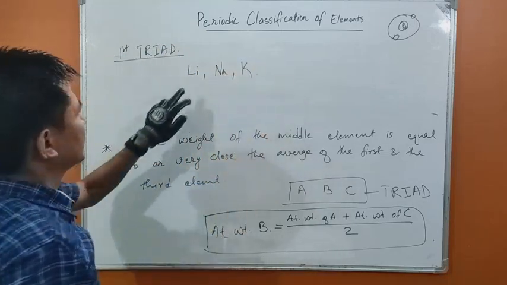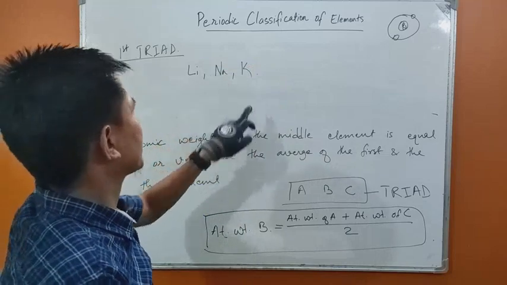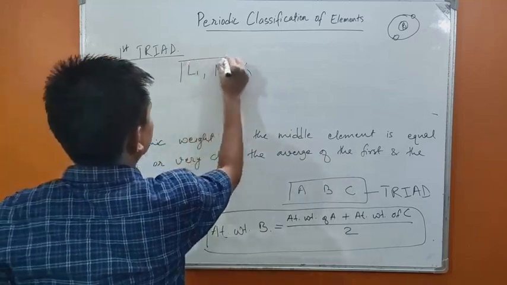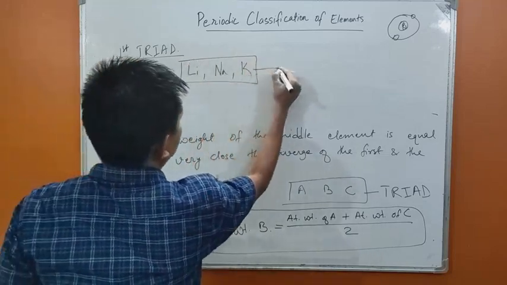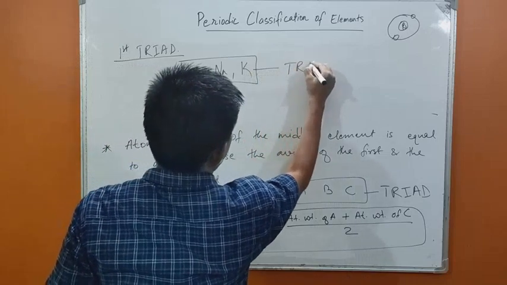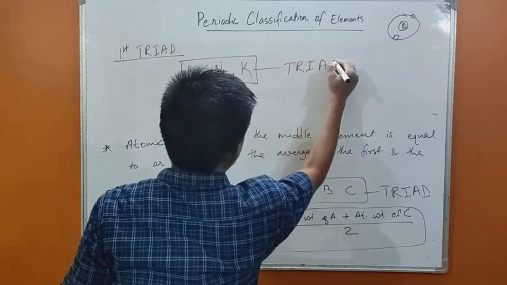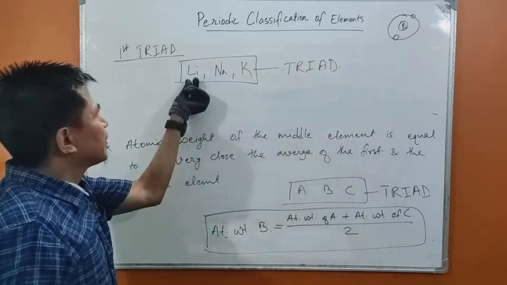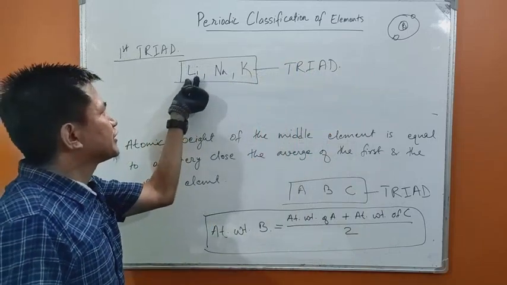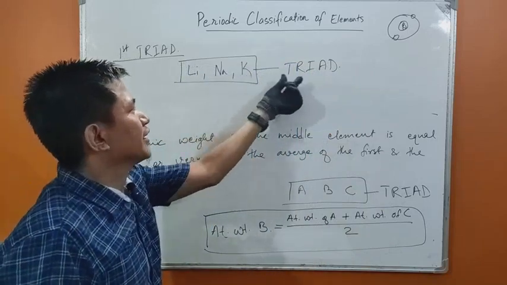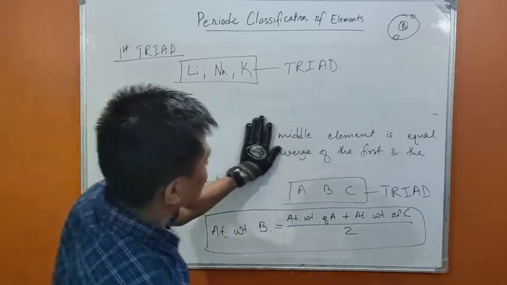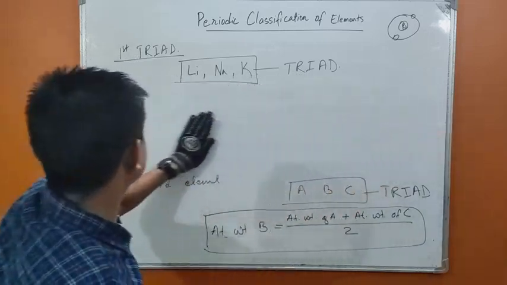Lithium, sodium, and potassium. He made a group of these three elements and called it a triad. Triad. Tri means three, isn't it? He made a group of these three elements, lithium, sodium, and potassium, and called it a triad. Okay, let's check whether his law is valid in this case or not.